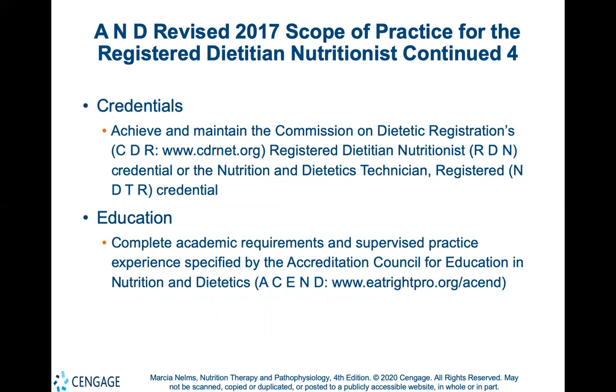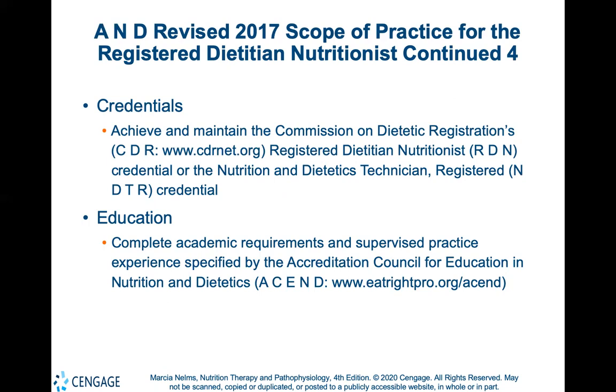Credentialing. RDN is the national credential granted to individuals who meet the education and other qualifications established by ACEND and CDR. ACEND is the accrediting agency for dietetic education programs of the Academy and is recognized by the U.S. Department of Education as the accrediting agency for education programs that prepare RDNs.